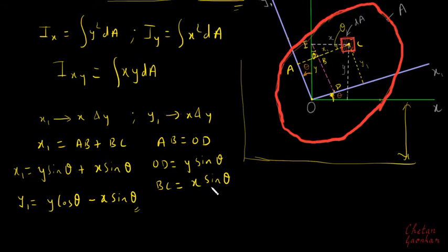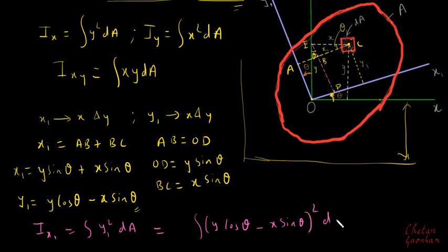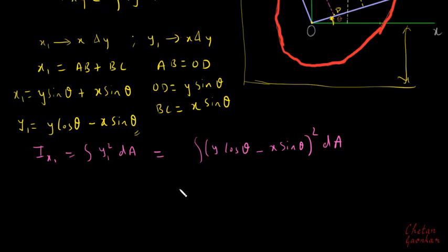So once we get this, then I can say that Ix1 is nothing but the moment of inertia of this element or of this whole area with respect to x1, and that is nothing but integral of y1 square dA. But from this expression we get y1 as y cos of theta minus x sine of theta, the whole square dA.